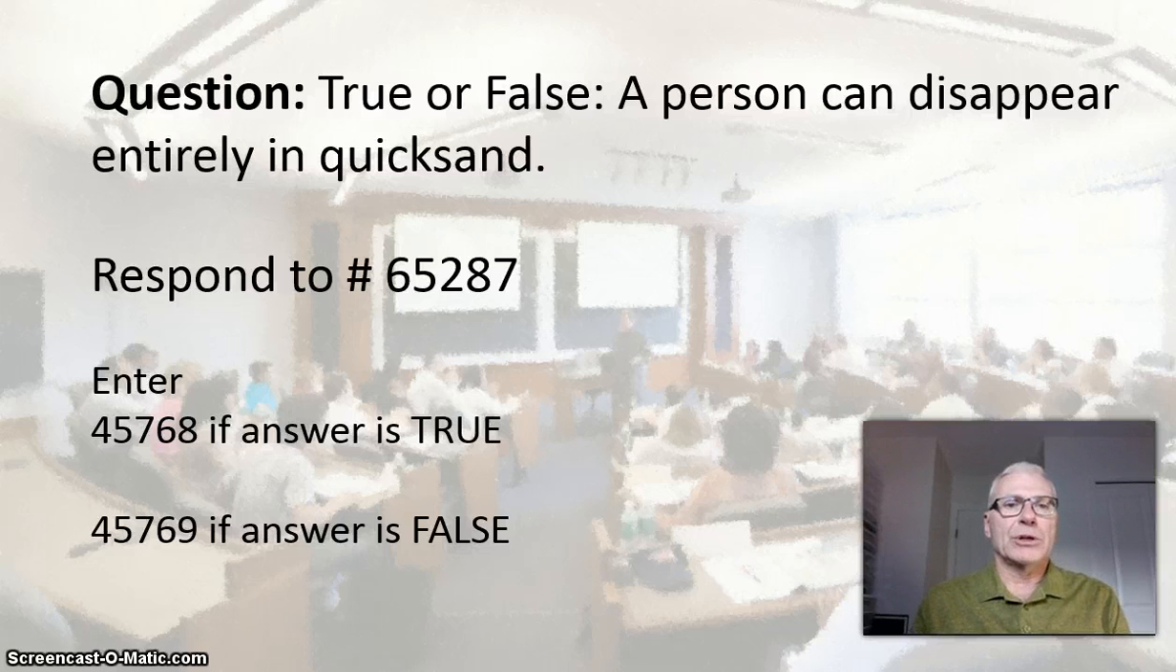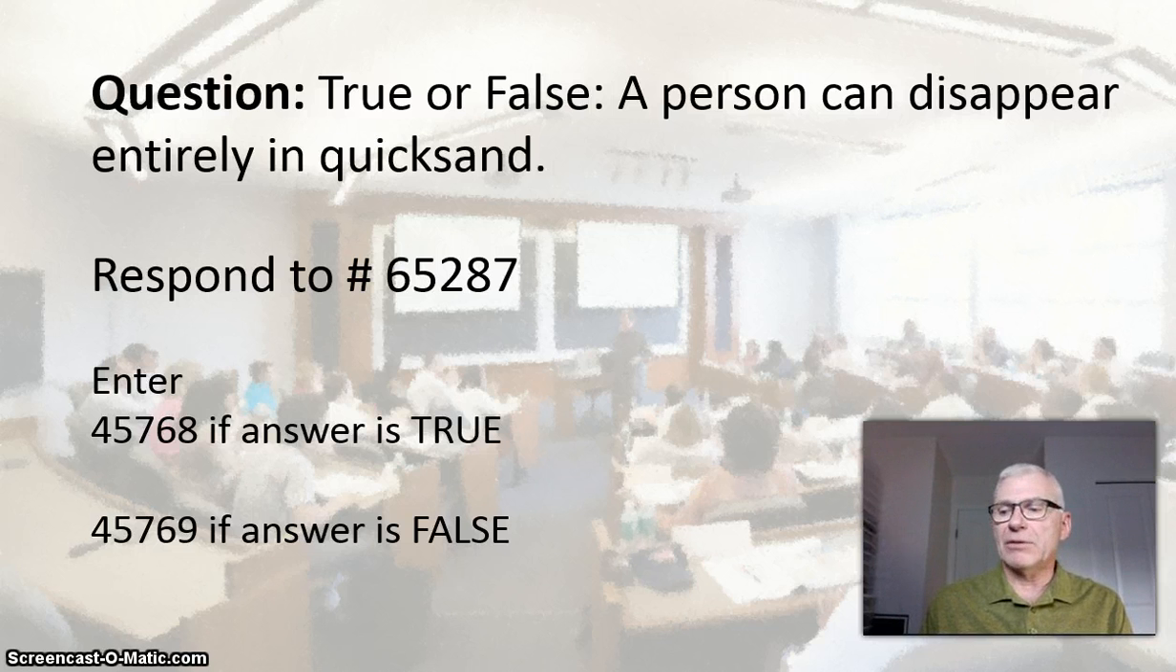So in a nutshell, what we're going to do as an instructor is perhaps pose a question to the students very quickly in the middle of our class. This could be a question that we thought up before, we've injected into our PowerPoint, and the students will respond to the number, in this case 65287, that would be the number that they would text to, and the text message they would put in was either 45768 or 45769 if it's either true or false.